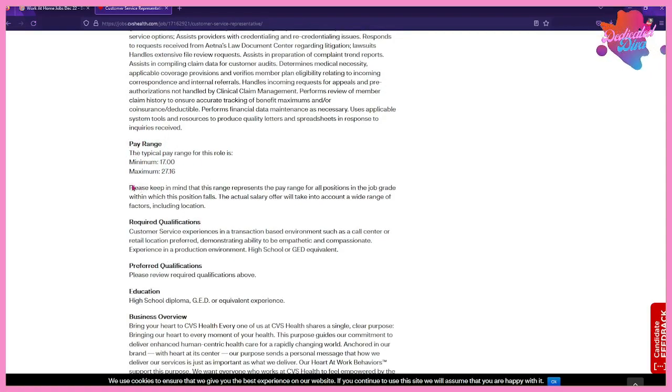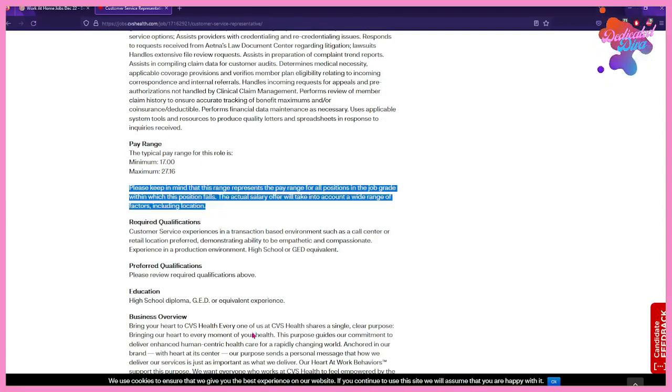When they talk about pay range, you make sure you read this. Because I know some people may go and put $27.16 on their application for the pay range and end up getting hired and it's not that high, and you want to know why. So read a little bit more there.